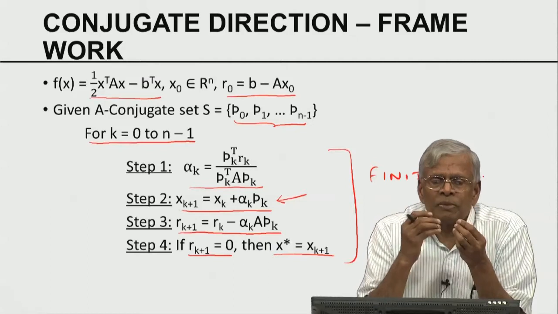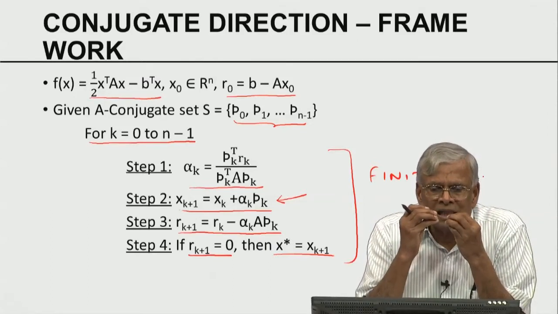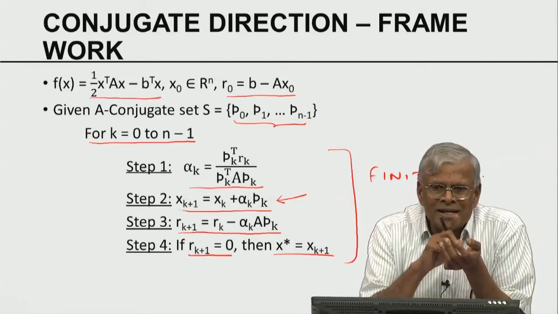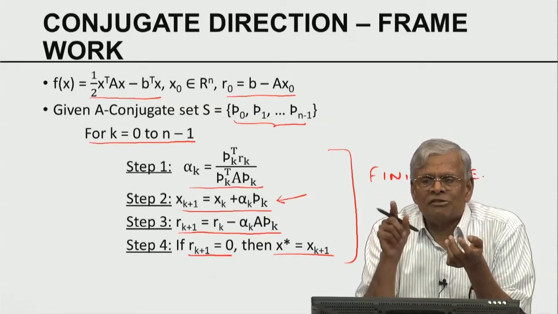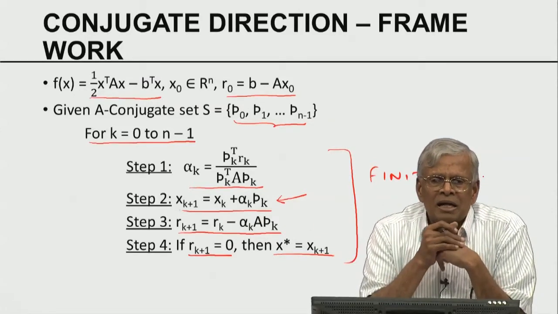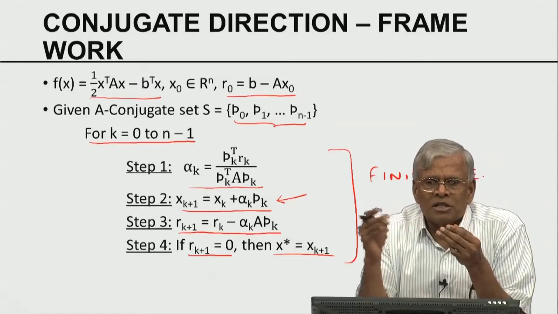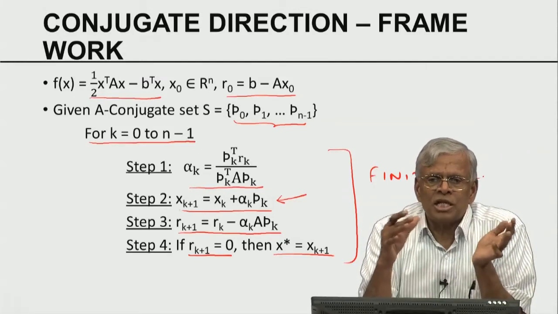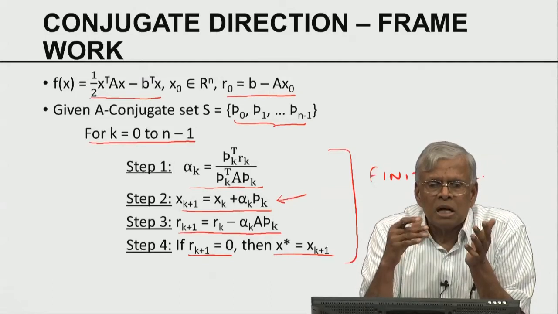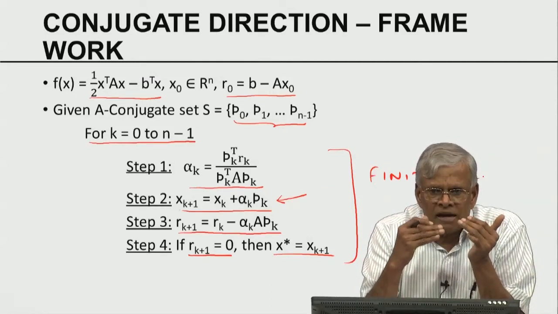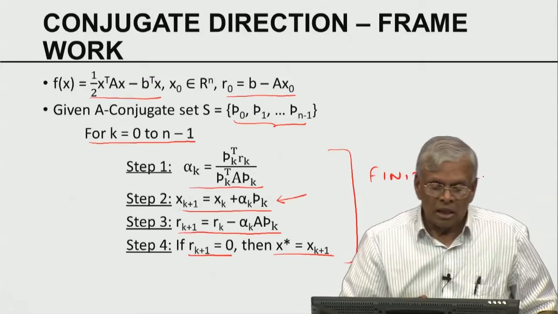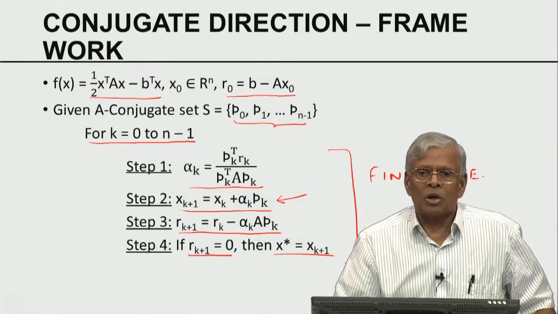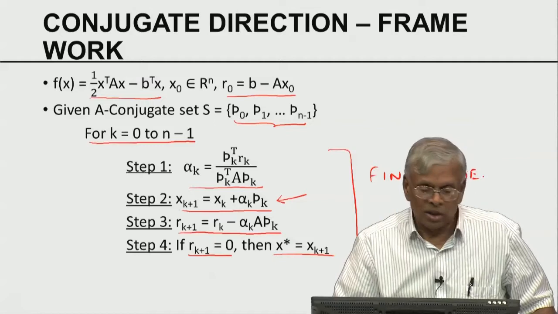If I have a quadratic function, by choosing a set of n A conjugate directions, I can convert one n dimensional minimization problem to a set of n 1D minimization problems. I can solve these n one dimensional minimization problems in a sequence. So in no more than n steps, I should be able to achieve the overall minimum of the original function f I am seeking. That is the message of this analysis, called the analysis of the conjugate direction framework.